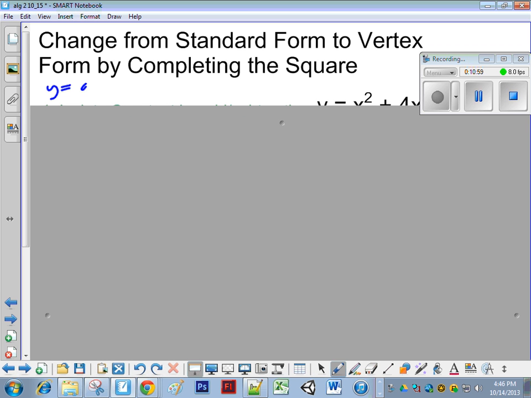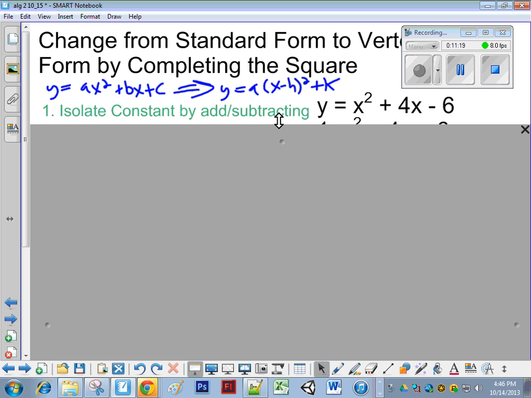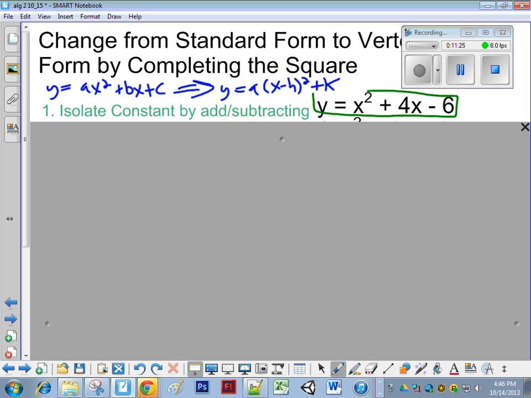y equals ax squared plus bx plus c. Now convert that to this format. y equals a times x minus h squared plus k. All right? Now, there's a few steps involved with that. The first step is isolate the constant. So let's say I have this expression, x squared plus 4x minus 6.